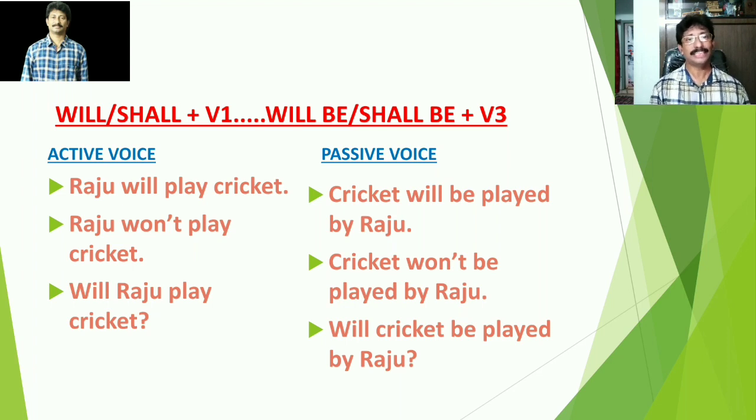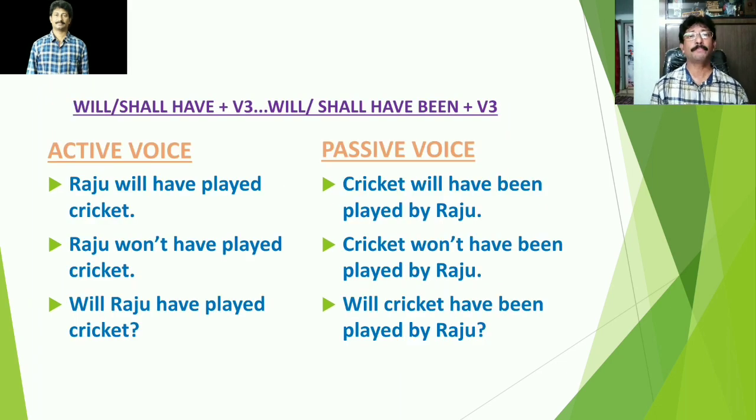Now let us discuss yet another structure. Will have plus V3 or shall have plus V3 becomes will have been plus V3 or shall have been plus V3. So what is the structure it is? It's in future perfect tense. Will have plus V3 is the future perfect tense structure. Now look at the first sentence in the active voice. Raju will have played cricket. Then how do we change this future perfect tense into its passive voice?